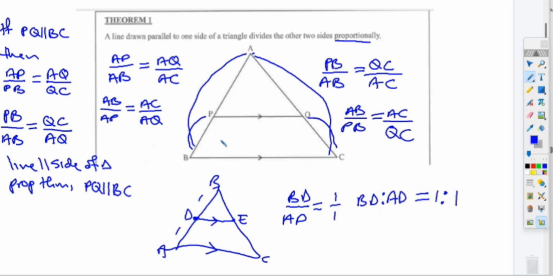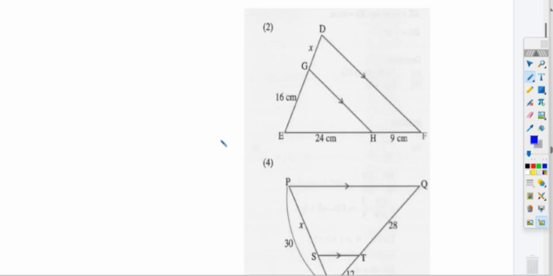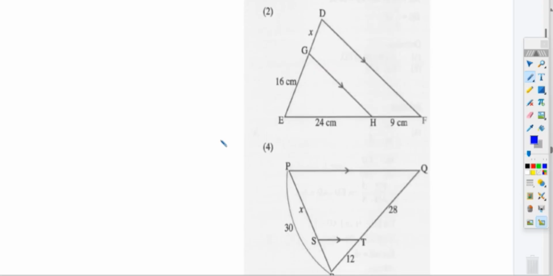All right, let's look at how we can use the proportionality theorem in answering questions. This is the first one, given triangle EDF. In this triangle EDF, we have DG, there is X, GE, 16 centimeters, EH, 24 centimeters, HF is 9 centimeters. How do we determine the value of X in this circumstance?